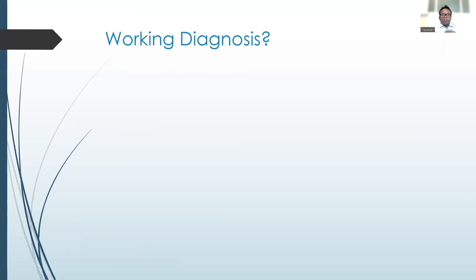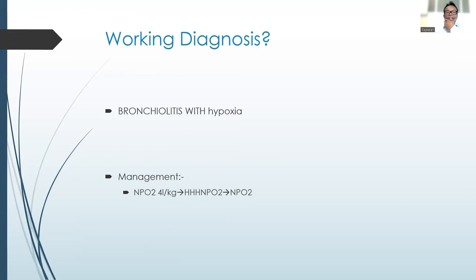What is the working diagnosis? The working diagnosis is common bronchiolitis with hypoxia. So how will you manage? According to bronchiolitis management, nasal oxygen 4 liters per minute, nil by mouth with nasal decongestion, hydration with maintenance fluid, and continuous monitoring.